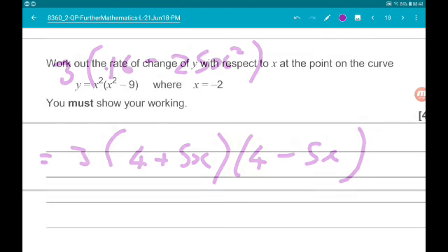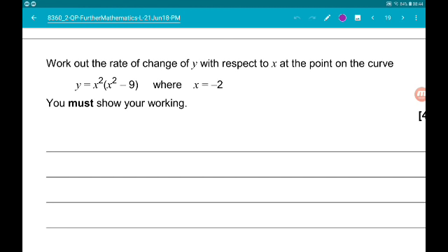Cool. Okay, question 15, another big one. 4 marks. Work out the rate of change of y with respect to x at the point on the curve y equals x squared times x squared minus 9 when x is minus 2. We must show our work. So, rate of change means gradient. So, what we need to do is differentiate y with respect to x and substitute in x equals minus 2.